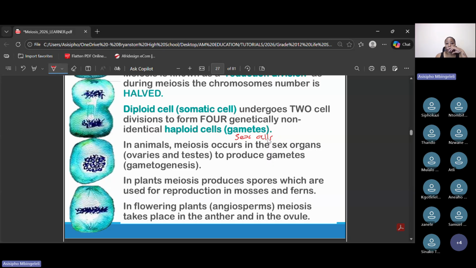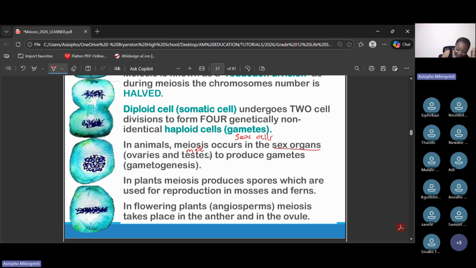Now, meiosis will occur in the sex organs. In males, it is going to occur in the testes. And you're not allowed to use any other words or terminology here. So you can't call them balls or anything like that. We don't recognize that language, so you won't be given a mark. So meiosis will occur in testes in males.